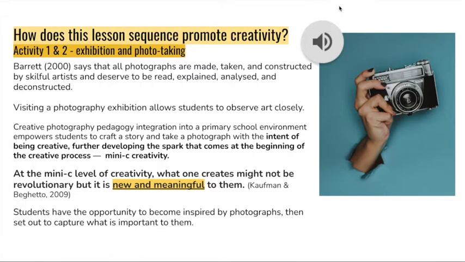The first 2 activities have a major focus on developing students' observational skills as they view some photographs within an exhibition. Photographs are all made, taken, and constructed by skillful artists, so students have the opportunity to analyze and explain the interpretation. Visiting a photography exhibition allows students to observe art closely. In a primary school setting, this might involve describing the mood of the photograph, what colors and imagery are evoked, the lines and shadows.